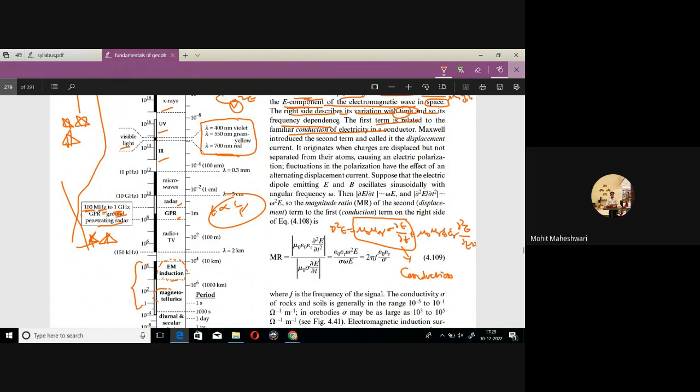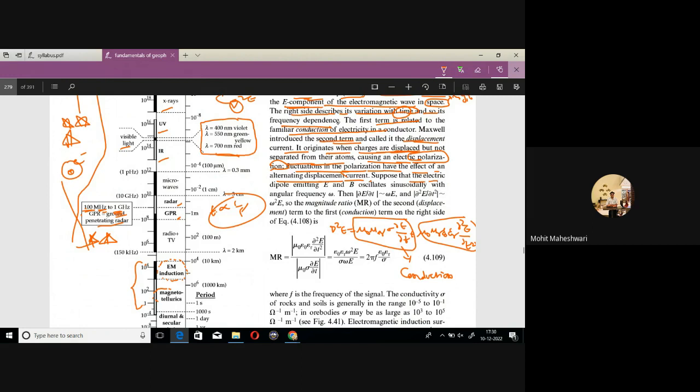Maxwell introduced the second term, and it's called the displacement current term. It originated when the charges are displaced but not separated from their atom. Let's say there is an atom with electrons and positive charges. The electrons are not separated from the nucleus, but they are just displaced by a small distance, causing an electrical polarization. Very, very important: polarization. Fluctuations in the polarization have the effect of an alternating displacement current.